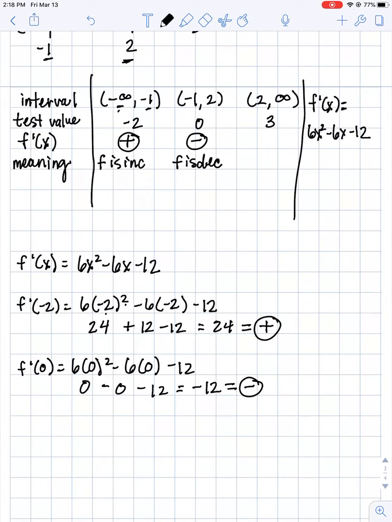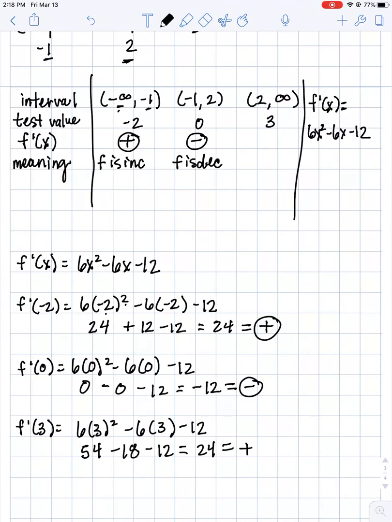And then last but not least, you guessed it, we're going to plug in 3. So it'll be 6 times 3 squared minus 6 times 3 minus 12. So let's do it. 3 squared is 9. 9 times 6 is 54. Minus 18. Minus 12. And that would be 24. Again, I don't care that it's 24. I care that it is positive. And if it is positive, that means f is increasing.